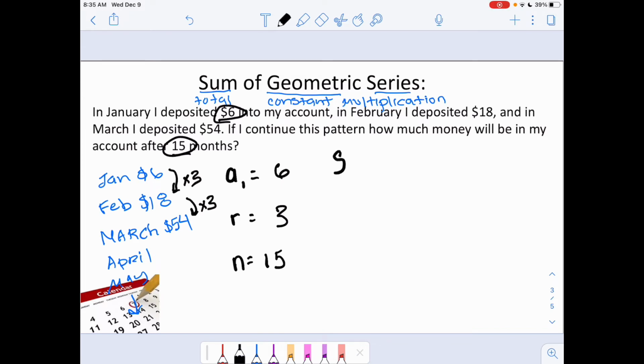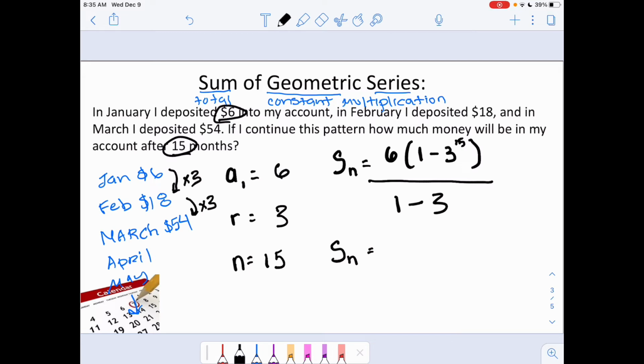So we can set up our formula. I'm going to have my first term, 1 minus my ratio to the 15th power, divided by 1 minus my ratio. When you put that in the calculator, you will see that the sum is $43,046,718. So at the end of my 15 months, if I continue this pattern of tripling the amount that I deposit, that's how much money will be in my account.